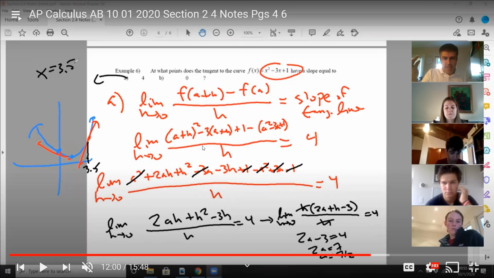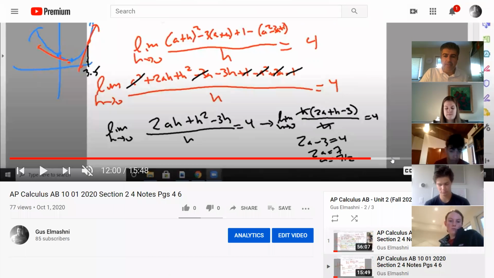So f of a, that's easy. a squared minus 3a plus 1, and then f of a plus h. That's going to be a lot of messy algebra, but you got to go through it. Again, anything that doesn't have an h should cross off. Everything that's left up top should have an h in it. Pull it out, cross with h on the bottom, then plug in 0 for h, and you should be okay. And then part B, I think I did a little bit later.